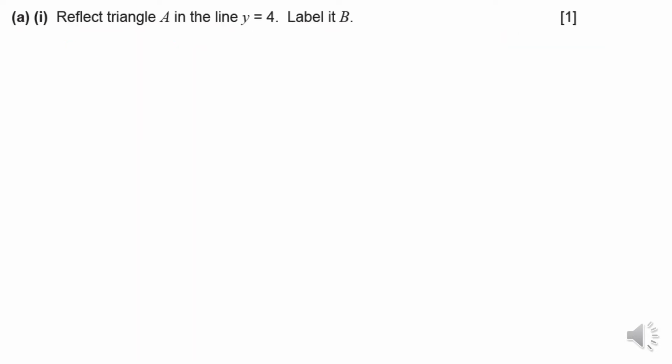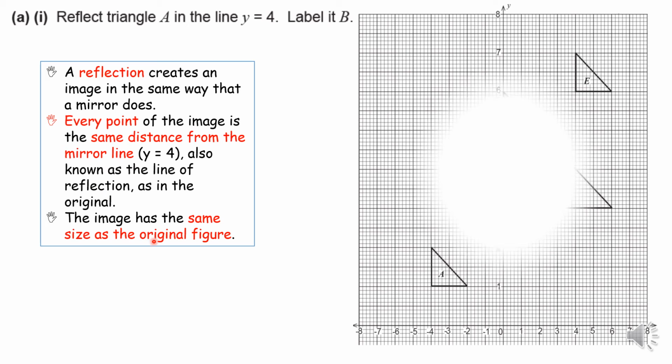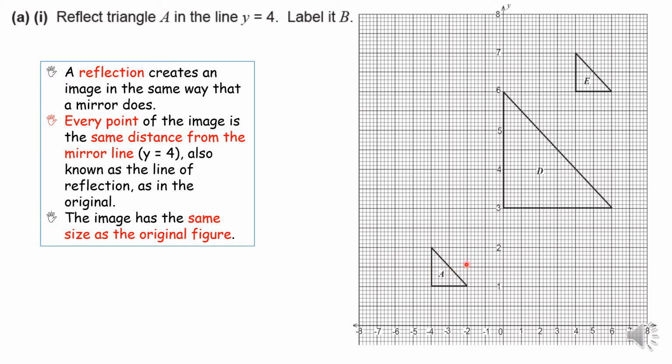Okay. Right, so what we have here is we are supposed to reflect this triangle A. And we need to draw the line y equals 4, as I'm doing there. And what I put here is some valuable information. Every point on the image is the same distance, so you count. And then it's going to be the same distance where you're going to put that triangle B there.